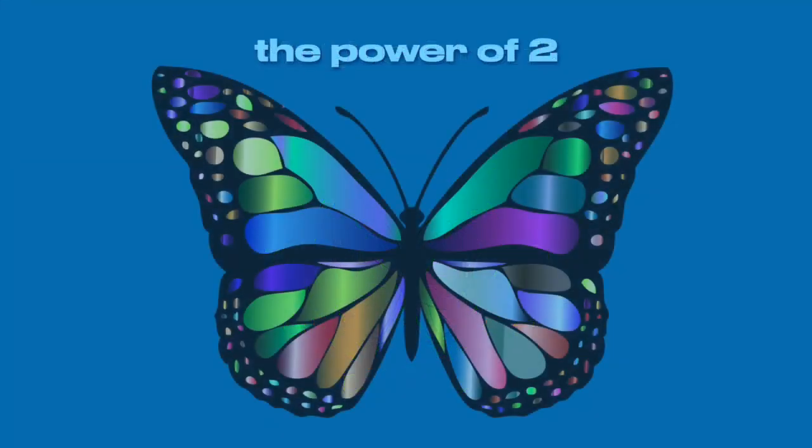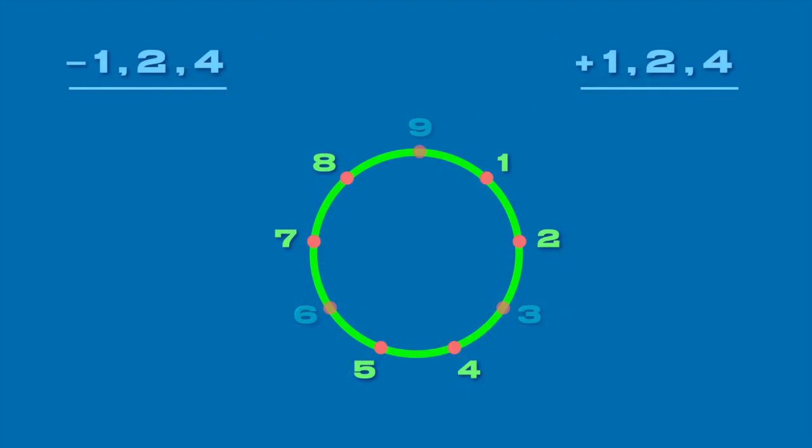But there's more going on here than just doubling. As the numbers rise from 1 to 4, they follow a pattern of addition that is then repeated as the numbers fall, this time as a pattern of subtraction. Plus 1, plus 2, plus 4, and minus 1, minus 2, minus 4.